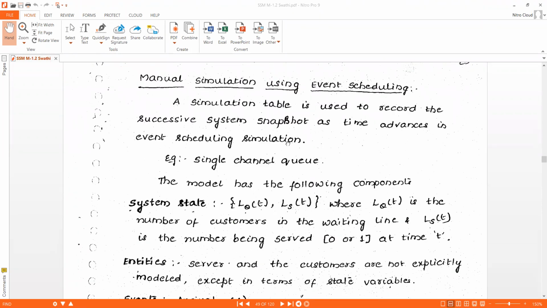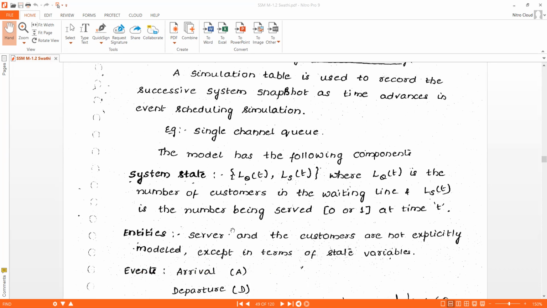Okay, next topic here is manual simulation using event scheduling. Here, a simulation table is used to record the successive system snapshots as time advances in the event scheduling simulation. For example, take a single channel queuing system, which means only one server will be there to serve the customer. The model has the following components. System states will be LQ of T and LS of T. LQ of T is the number of customers in the waiting line.